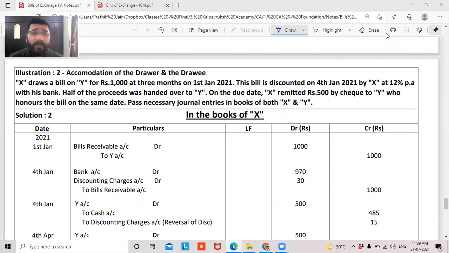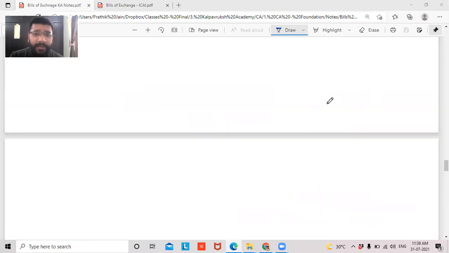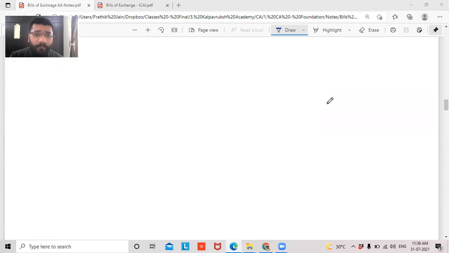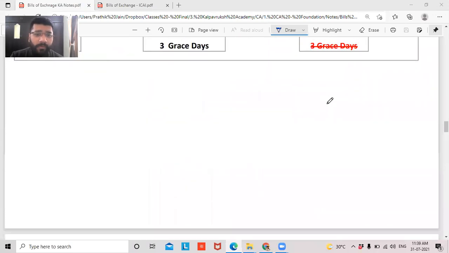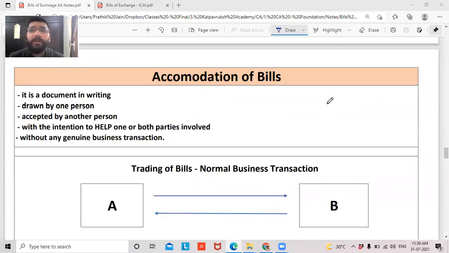So guys, we're doing this chapter of accounting for bills of exchange, and in particular we're doing the concept of accommodation of the bill. We understood in the last class that accommodation of bill is a concept where one person is trying to help another person, and between those persons there is no actual goods or services being transacted. There is no genuine business transaction as such, but still there's a bill drawn by one person and accepted by another person, and the sole motive behind this is to help each other. So this is the concept of accommodation of bill.